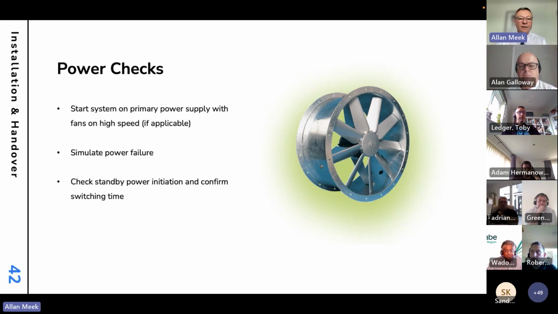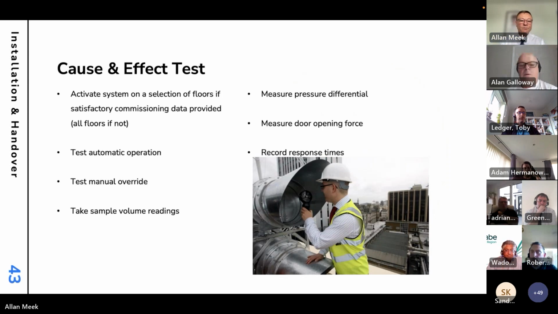We then run through the power checks, simulate the power failure, make sure that the standby power cuts in, and check the switching time and confirm that that's within the limits. And then we'd run through a cause and effect on every floor, starting by testing the automatic operation. Then we test the manual override, check the volume readings, pressure differentials, door opening force, and record the response times and make sure they match the commissioning data.